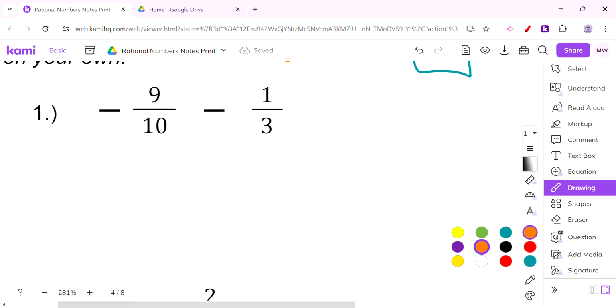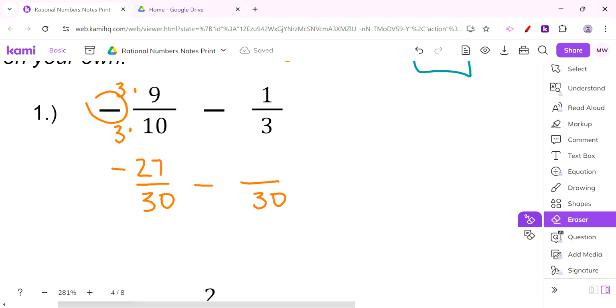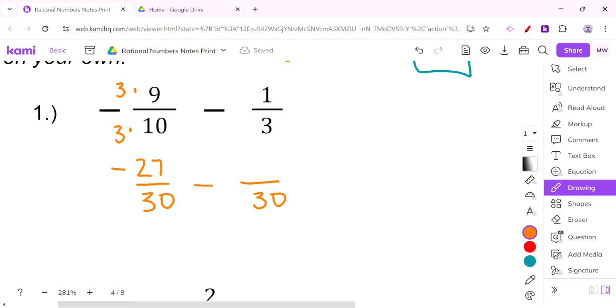So we have 9/10 and 1/3 here. Our common denominator is 30. So 10 times 3 gets you 30. 9 times 3 gets you 27. And then I'm going to drop down this negative. All right, and now here we have 3 times 10 gets you 30. 1 times 10 gets you 10.